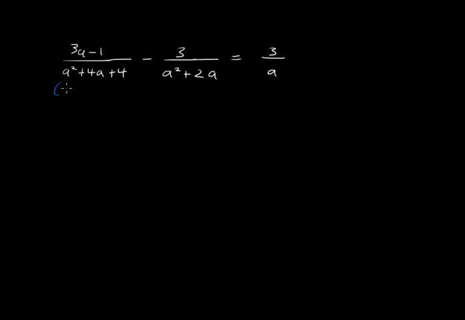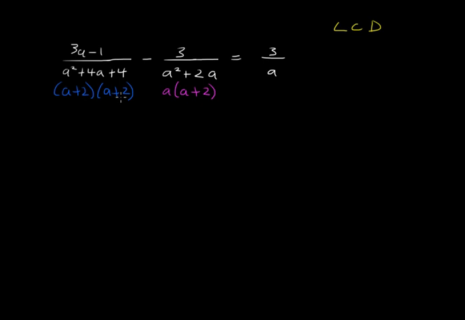So this first denominator factors as a plus 2 times a plus 2. The next denominator factors as a times the quantity a plus 2. And the third denominator, of course, doesn't factor anymore. So to find the lowest common denominator, that LCD, you think of what factors we see all over the place. If we were to take all the factors that we see and combine them, that would be the LCD. It makes a lot more sense once I write it down.